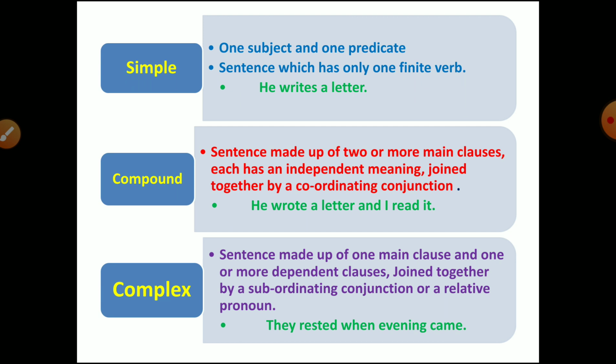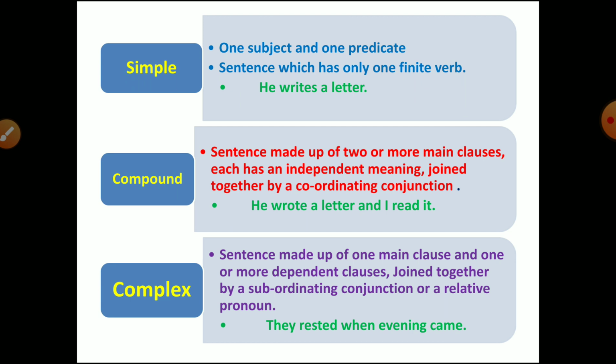So this 'and' connects these two clauses which are of the equal rank. So it coordinates them. We call this 'and' a coordinating conjunction. So a coordinating conjunction can be simply defined as a conjunction which connects or joins two clauses which are of the equal rank or which are independent, which can stand independent. So in 'he wrote a letter and I read it', 'and' is the coordinating conjunction.